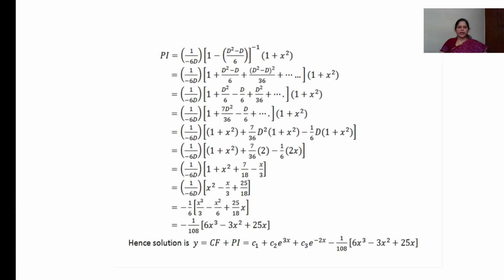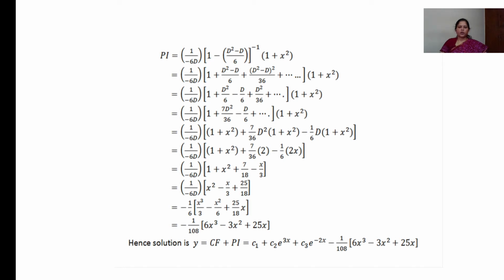Then we will come to the 1 by minus 6D term. So first we are going to simplify. My algebraic function is 1 plus x square, so maximum we can differentiate 2 times. From the third time onwards it becomes 0. So that's why we are not taking the D cube terms in the binomial expansion. So what we consider is 1 plus D square by 6 minus D by 6 plus D square by 36. From the third term we are taking only the D square term, so we are getting D square by 36.